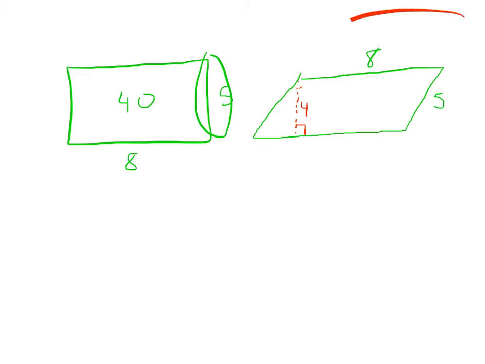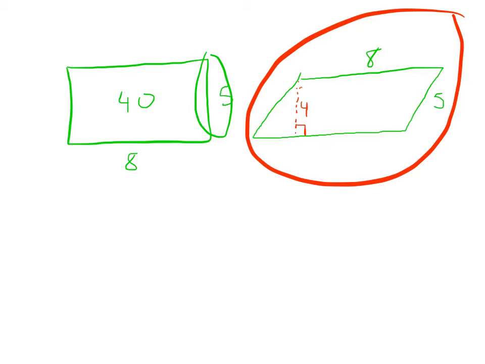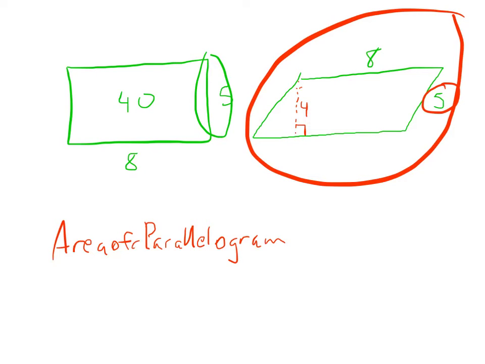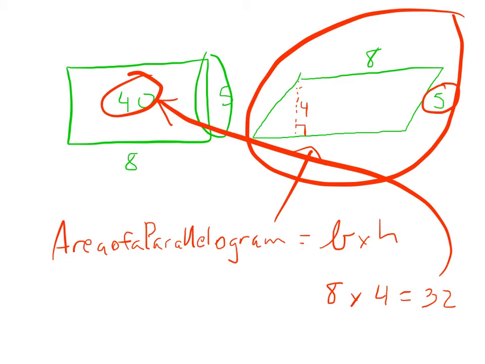So for parallelograms that are bent like this, or kind of squished, we can't use this number out here. We don't want to use this number like we did over here. Instead, we have to use the height. So for the area of a parallelogram, we say it's the base times the height. But unlike triangles, we don't divide by 2. So in this example, the base is 8, the height is 4, so it would be 32, as opposed to this one being 40.